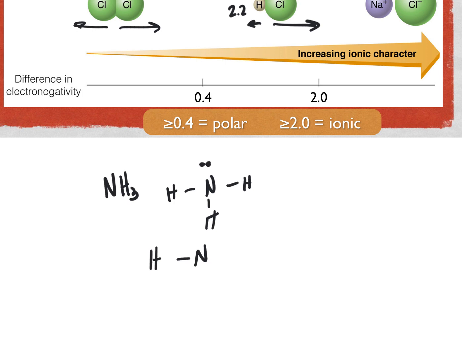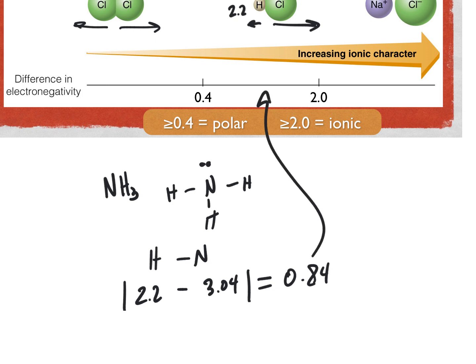So you use your periodic table and you look and find the numbers. Nitrogen and hydrogen have the following. Hydrogen is 2.2 and nitrogen is 3.04. Now we want to subtract those. And when we do so, we take the absolute value so that the number is always positive. And if you subtract those two numbers, you get 0.84 difference in electronegativity. And according to that, it falls between 0.4 and 2.0. So that is considered a polar covalent bond.